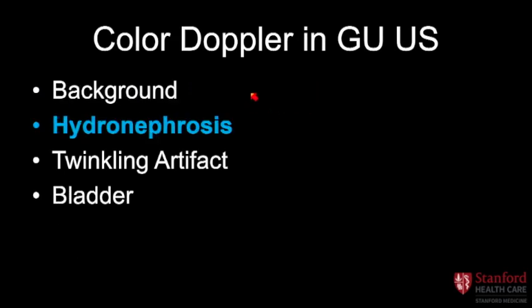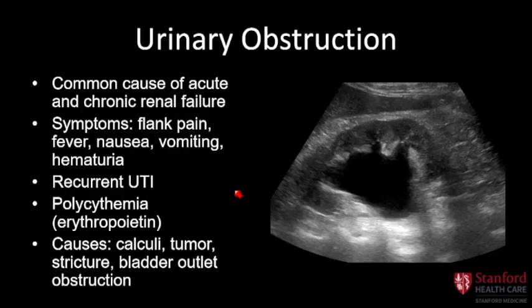Moving on to color Doppler and evaluation of hydronephrosis. Okay, so urinary obstruction is a very common cause of acute and chronic renal failure, and I have to say that at our institution, it's one of the main reasons for doing a renal ultrasound. They always come in and say, rule out hydronephrosis. Well, it's not everything, but we are definitely looking for obstruction, and a secondary sign of obstruction is dilatation.